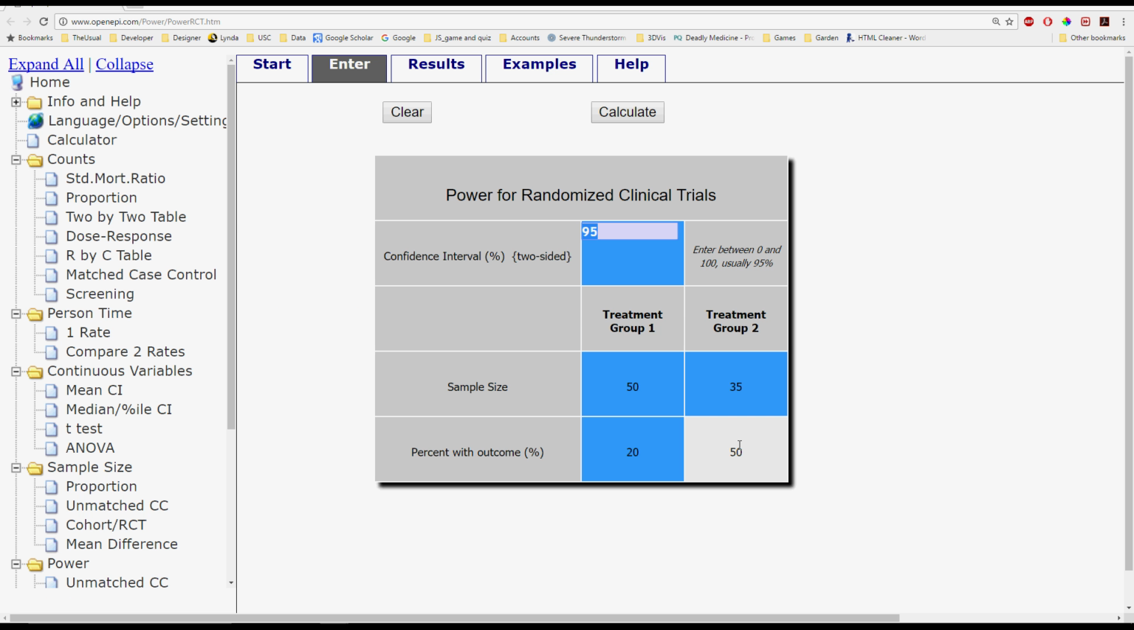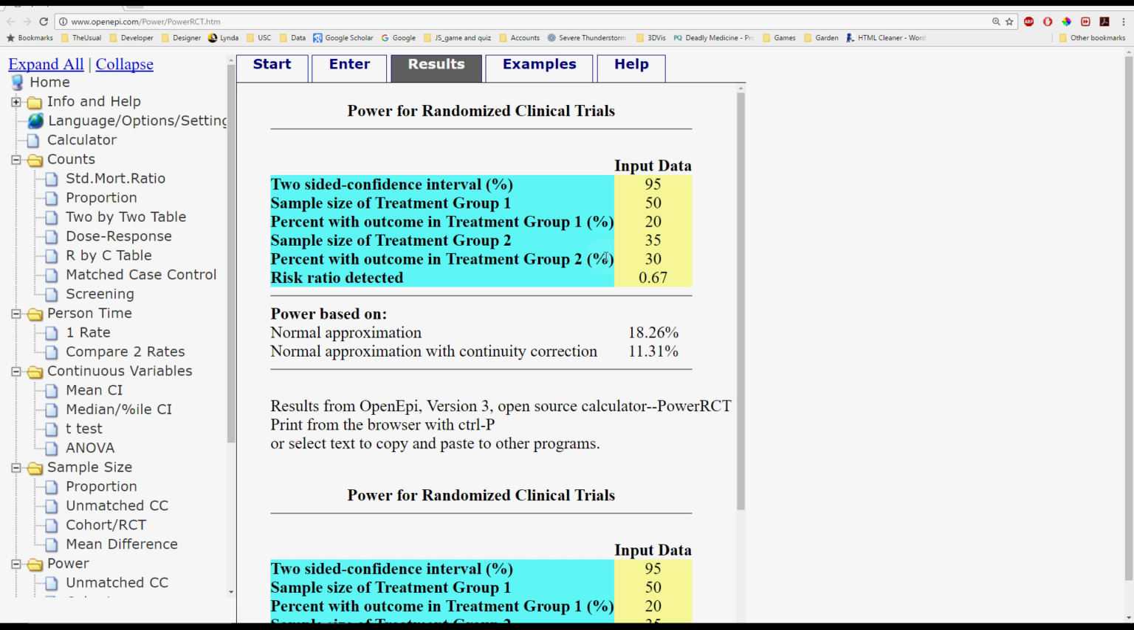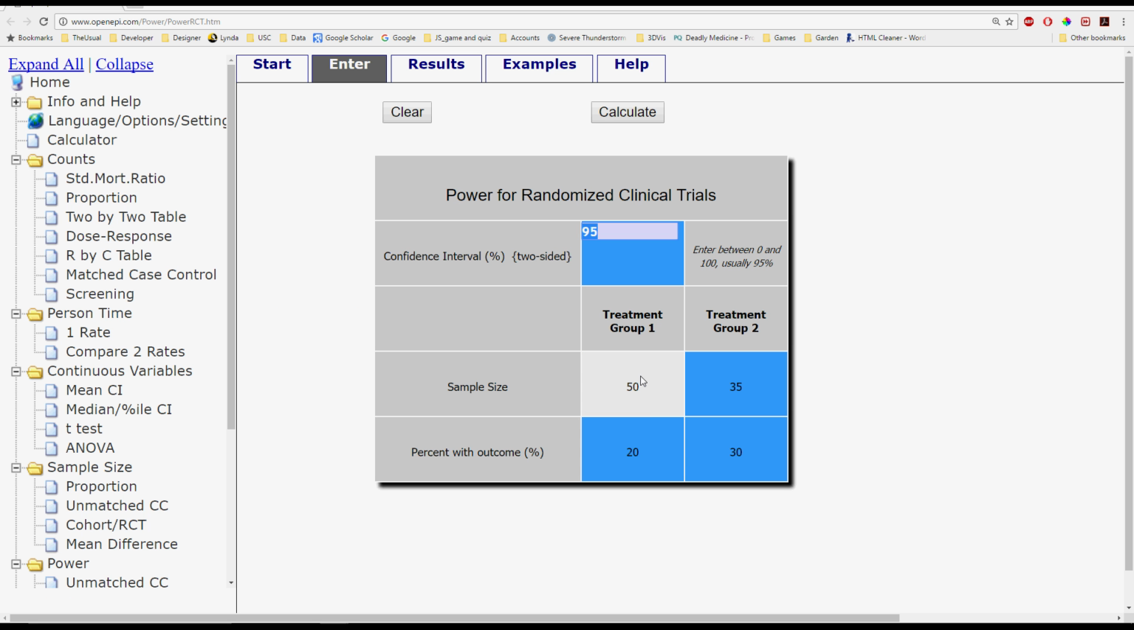So let's say we thought that actually the fitness trackers wouldn't be so effective and they would only get 30% of people to reach their goal. And we wanted to be able to find this effect, and we press calculate, we've got a much lower power, 18%. So it's much more difficult to pick up a small effect. And usually there's a bit of back and forth. If you don't have the power that you need, you then need to rethink your study, and typically you need to increase your sample size.